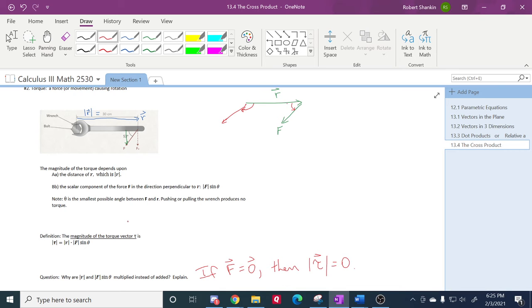And anybody else? Any other explanations why it's multiplied instead of added? I didn't come up with the elegant explanation that Rowan and Jansen proposed, but what I proposed is that there would be a mismatch of units. I also said that the lever arm itself is not a force.